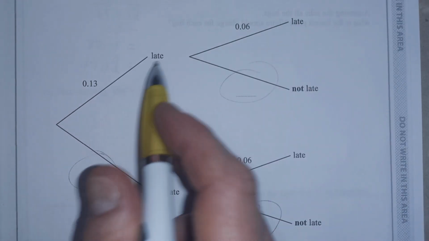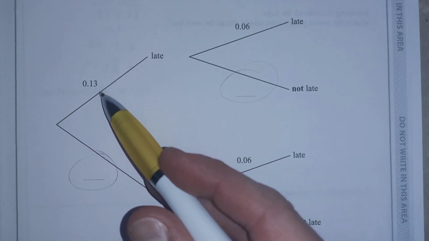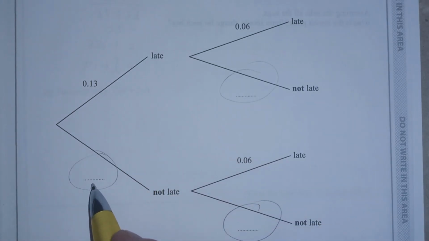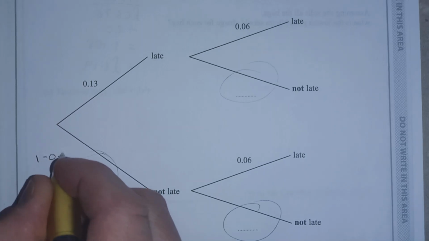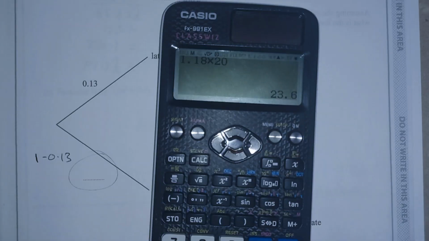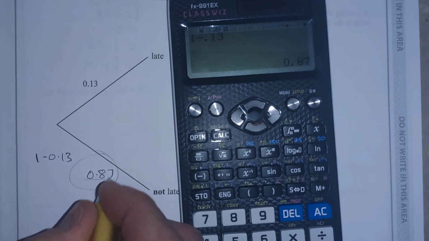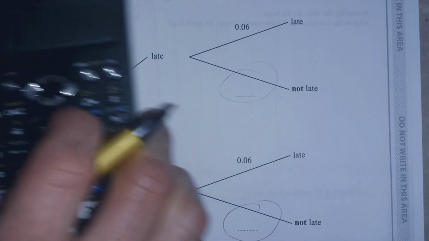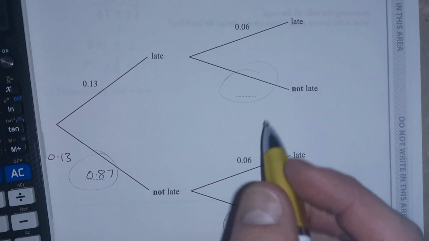Okay, so if we just look at the first bit, if there's a probability of 0.13 that it's late, then not late is going to need to be 1 minus 0.13, because total probabilities need to add up to 1. So 1 minus 0.13, we get 0.87.